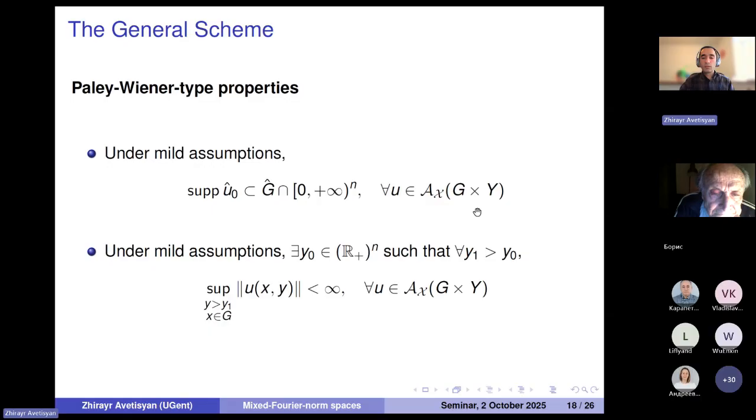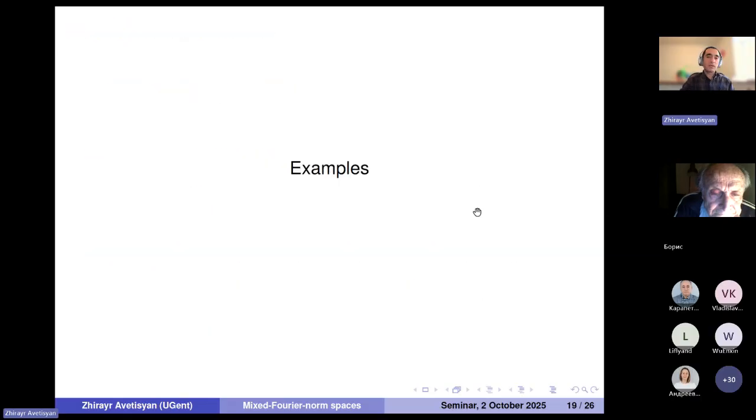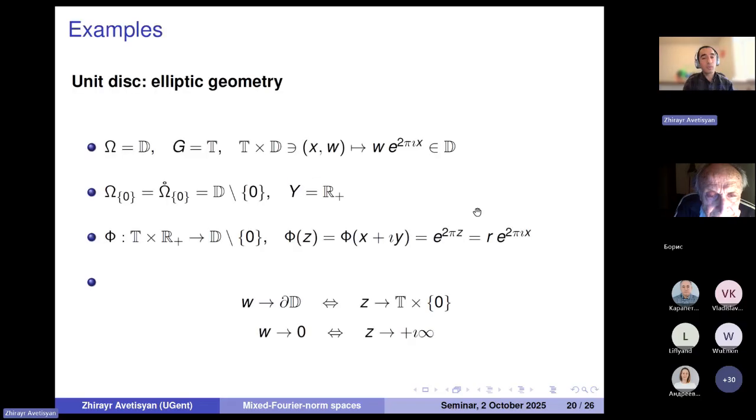All right. So this was the general scheme. Now let's come to examples. As I promised, the first example will be again the unit disk, but now we'll look at it from a different perspective, trying to recognize our abstract objects in this familiar situation. So we take the unit disk with the so-called elliptic geometry. In this case, our complex domain omega is exactly the unit disk itself, the full unit disk.